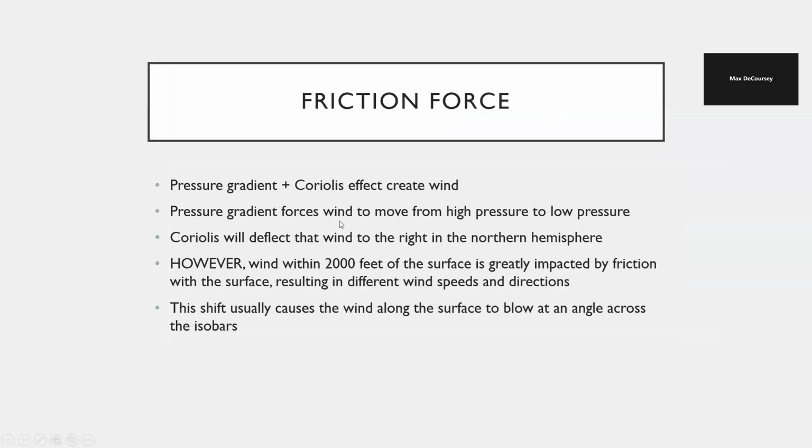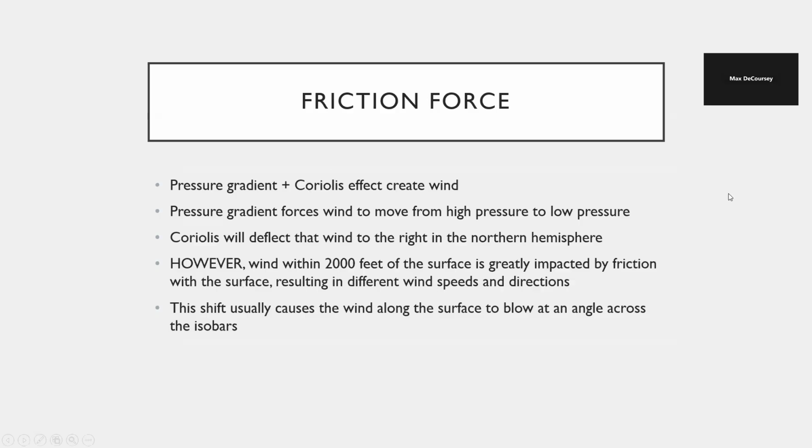So the Coriolis force is one reason that we have the wind patterns that we have on Earth. Another reason is the friction force. The pressure gradient and the Coriolis effect create wind. The pressure gradient forces wind to move from high pressure to low pressure. The Coriolis effect deflects that wind to the right in the northern hemisphere. Okay, so all our high altitude winds, our winds at 30, 40, 50, 60 up to 40,000 feet, higher than that even, are affected by the pressure gradient and the Coriolis effect.